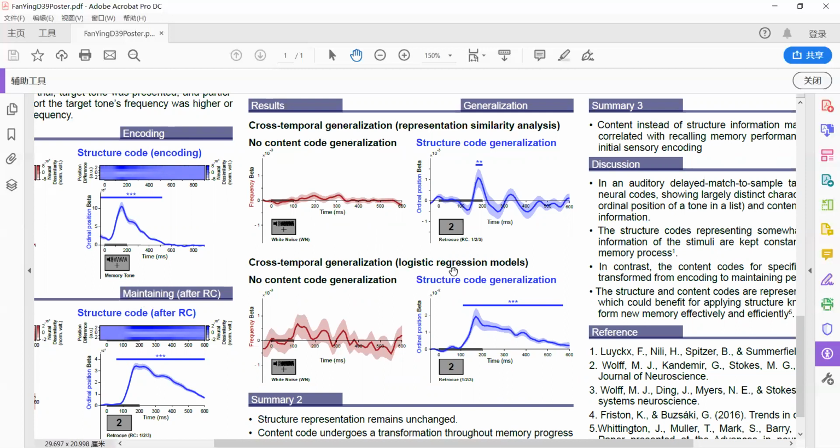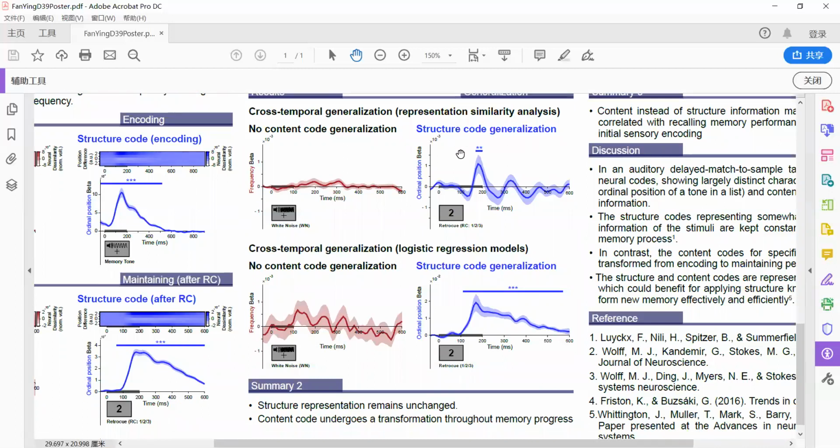And we can see both of these two methods show significant generalization of the structure code, which means the structural representation remains unchanged throughout the memory process. In contrast, no significant generalization was detected by either of these two methods for the content code, which means the content code undergoes a transformation throughout the memory process.